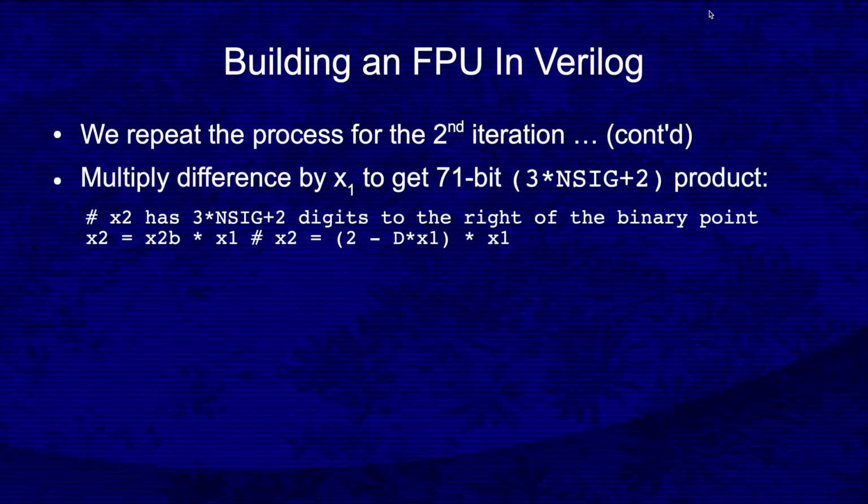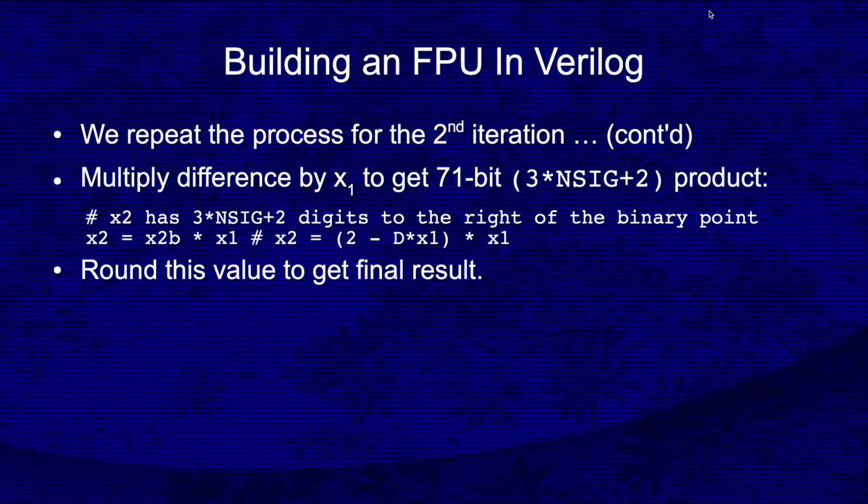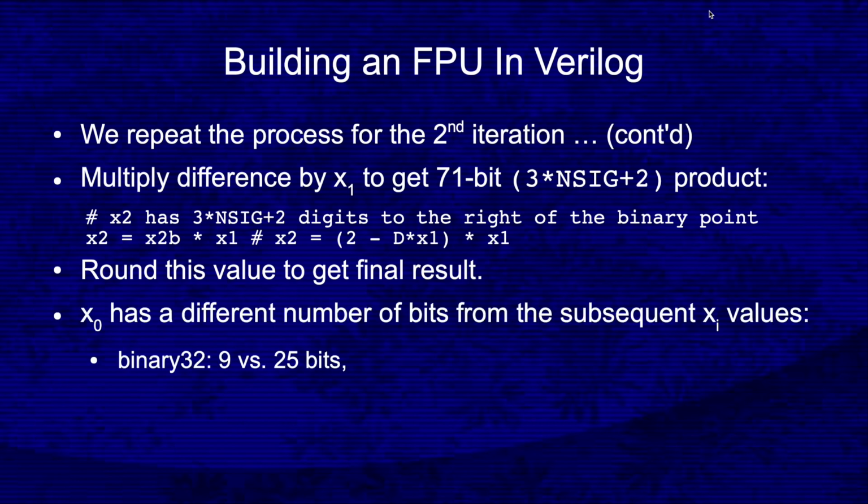After subtracting the product of d times x sub 1 from 2, we again multiply by x sub 1. This time we have a 71-bit product. This is the value we round to get our final 24-bit reciprocal. Let's go back to the fact that x sub 0 and x sub 1 have a different number of bits.